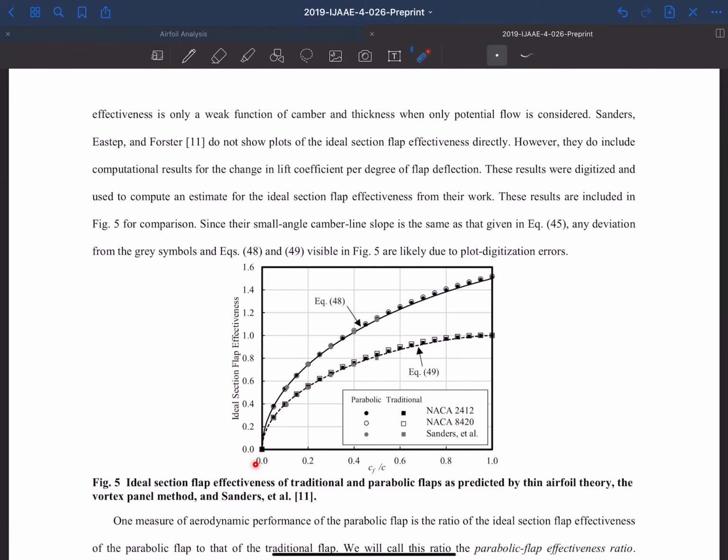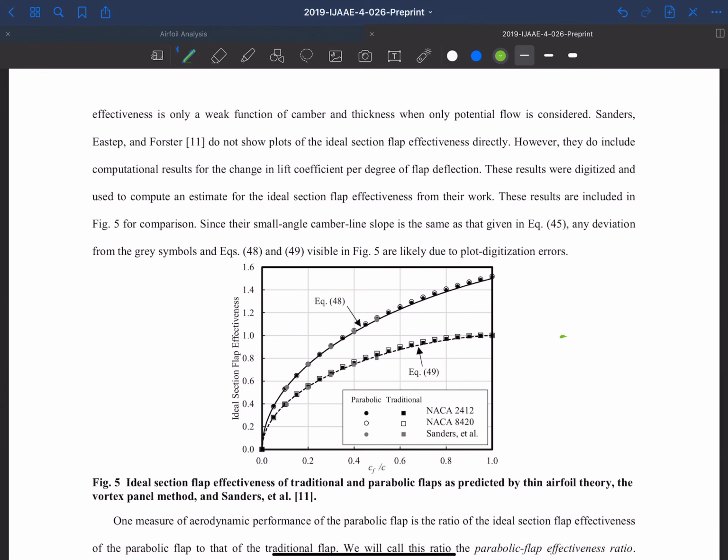Of course, if cf over c is 0, then we don't get any flap effectiveness because our flap has 0 length. But you can see that immediately as we increase the size of the flap, per deflection, we are getting more change in our zero lift angle of attack than the traditional flap does. In fact, if we made the entire airfoil a parabolic flap and then deflected it 1 degree, we would get 1.5 times the change in the zero lift angle of attack. Let's just talk about why that would be.